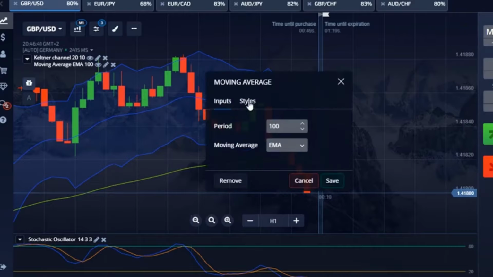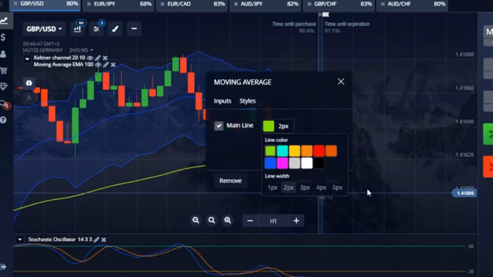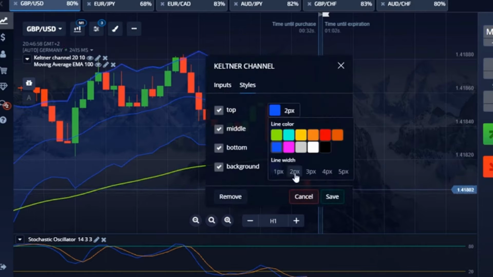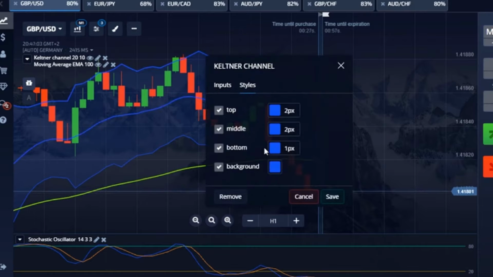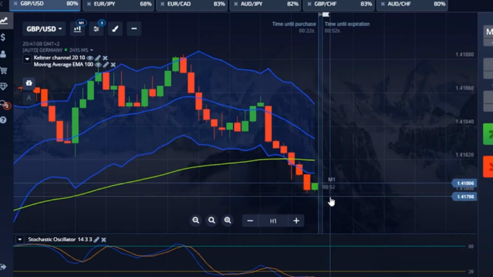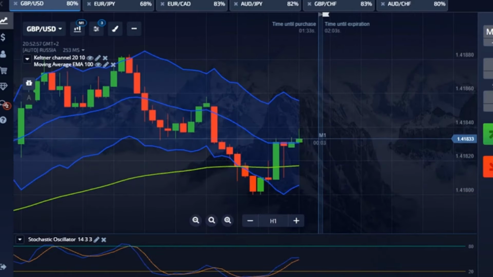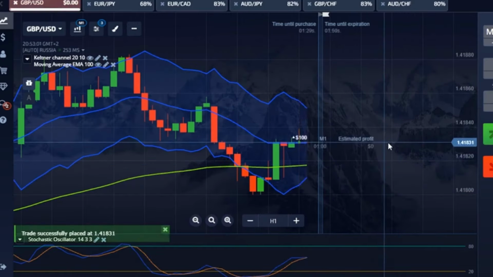Now let's adjust the indicator thickness so it can be more visible. Let's set the trade expiry time to 2 minutes and we are all set for trading. Now let's place a $100 trade at this entry point. It's a call option trade.